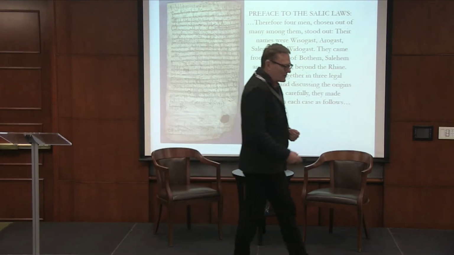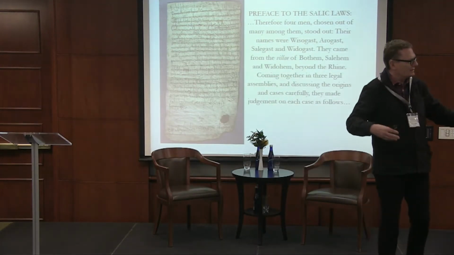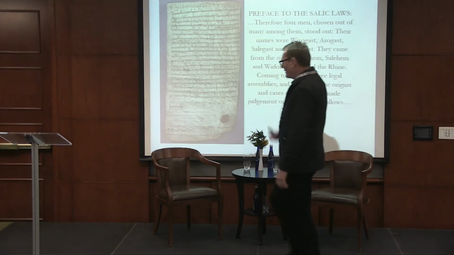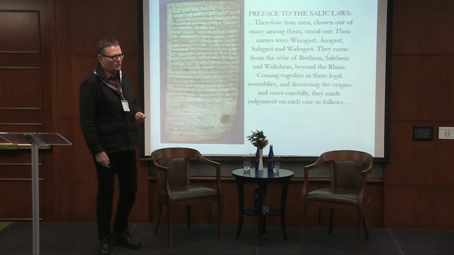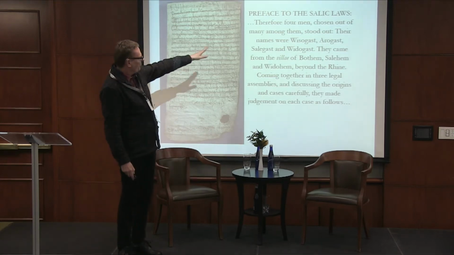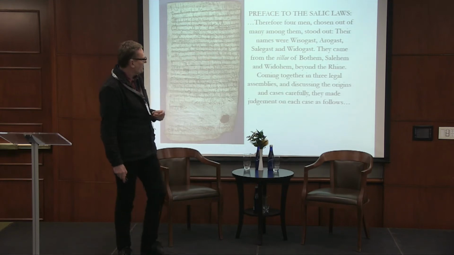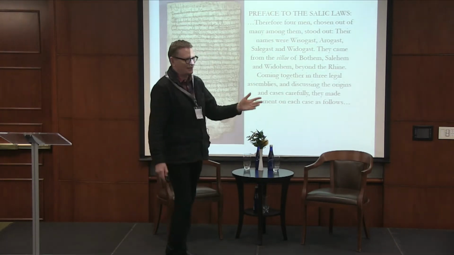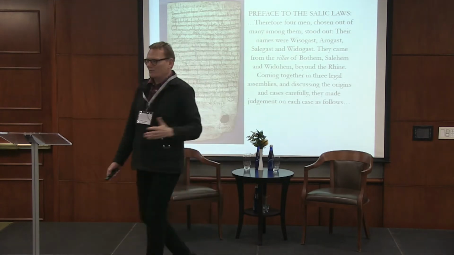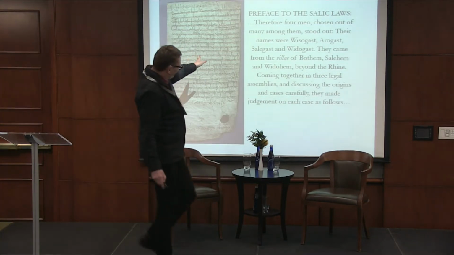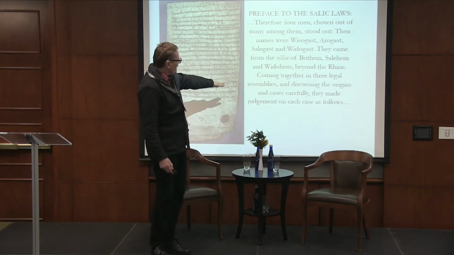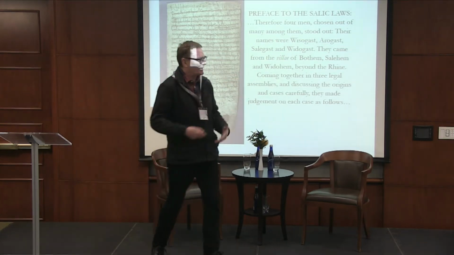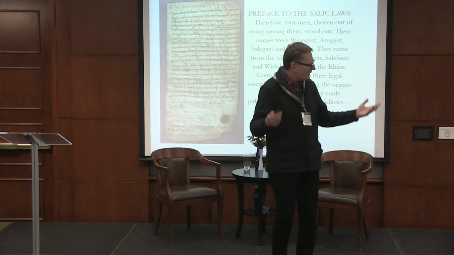What did King Clovis do? He promulgated a legal code called the Salic Law. What I want to point out, something very interesting, is a preface to one surviving version. Four men chosen out of many stood out. Their names were Wisogast, Arogast, Salegast, and Widogast. It sounds like the Lord of the Rings or something, right? But they came from beyond the Rhine, where the Franks came from, and they came together in three legal assemblies discussing the cases, a very participatory legal system.